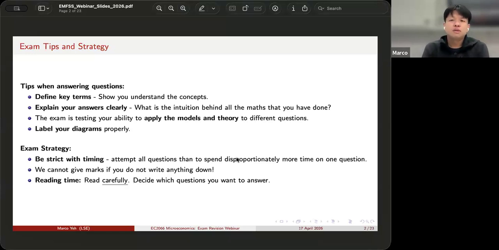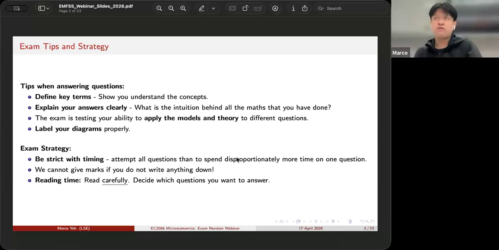Now, I want to talk a little bit about the exam strategy. Timing, very important. You need to make sure you have good time management when you are doing the exam questions. You're going to be offered the exam paper. You will know what sort of questions are going to be there. You need to make sure that you allocate proper time on each question. Don't over-invest time on one or two questions because something is better than nothing. All right.